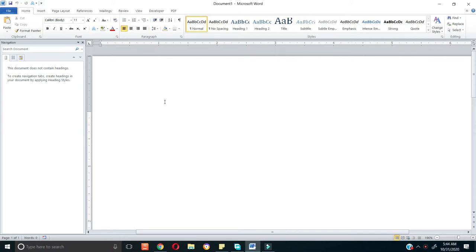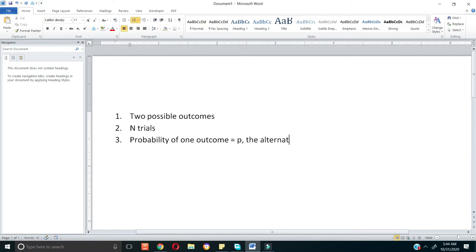Remember, in the binomial distribution, we had a situation where you have two possible outcomes. You have n trials. Then you have the probability of one outcome, which is P. Then the alternative occurs with probability 1 minus P.